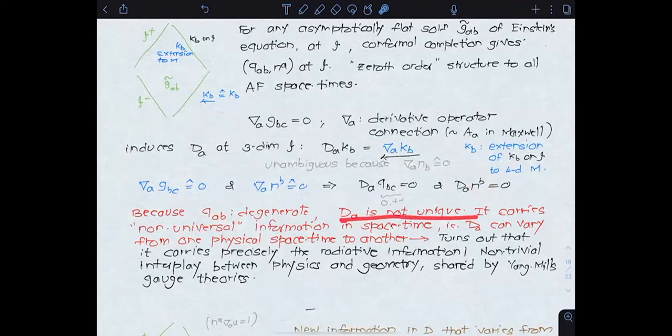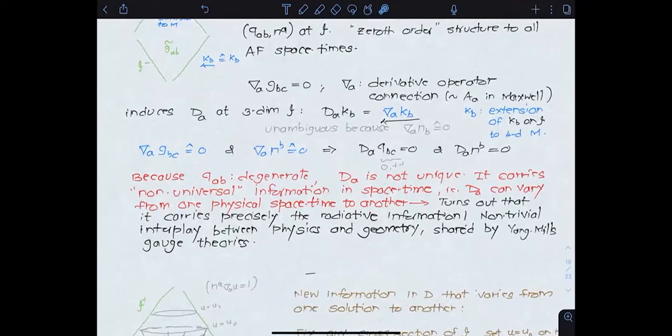So D is not unique, and it carries further information which is not captured in N and Q. It is not captured here. It has more information, and this is a fact. And again, the references I will give explain this in some detail. But this D can therefore vary from one physical space-time to another.